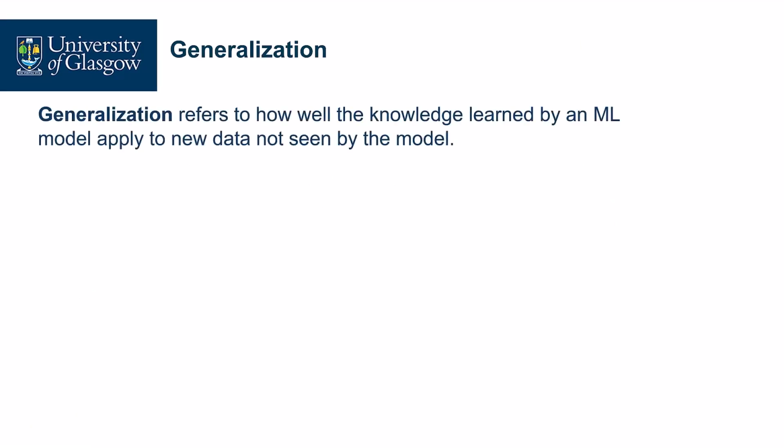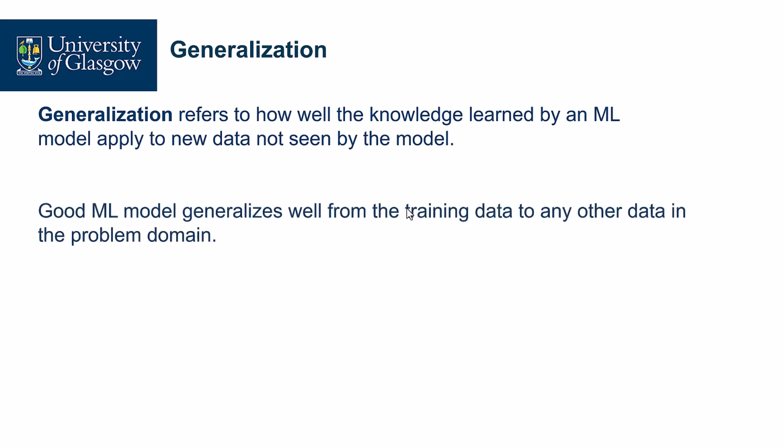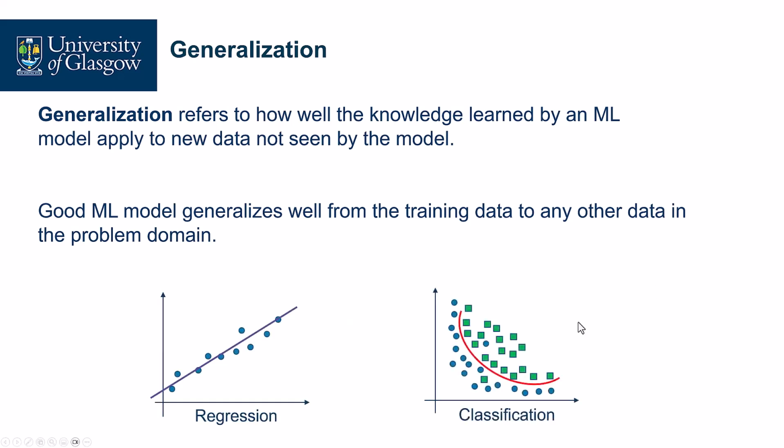For generalization, we have mentioned it before, and now we can give it a formal definition. Generalization is about how well the machine learning model performs when I use data that is not in the training data, the new data. Normally, good machine learning models generalize well from the training data to any data in the problem domain. For example, the good fitting we have shown before in the last session, we can consider it fits well with the training data and generalizes well with more data.